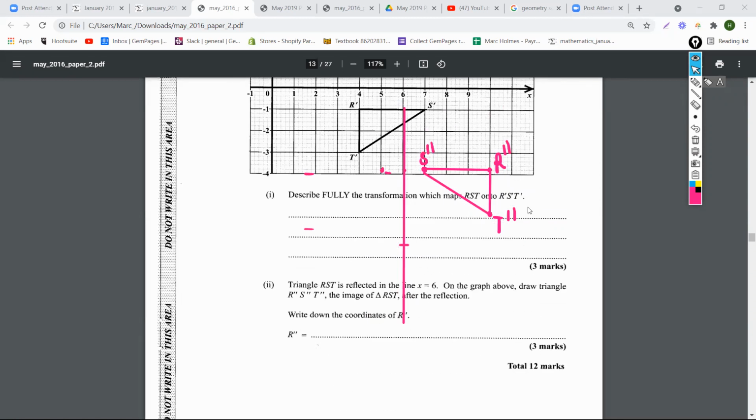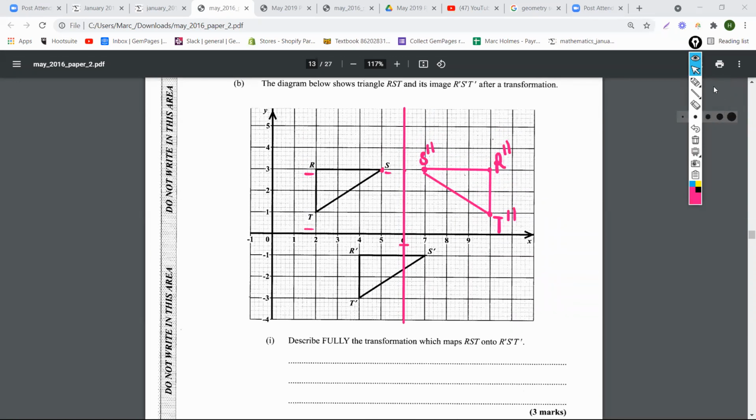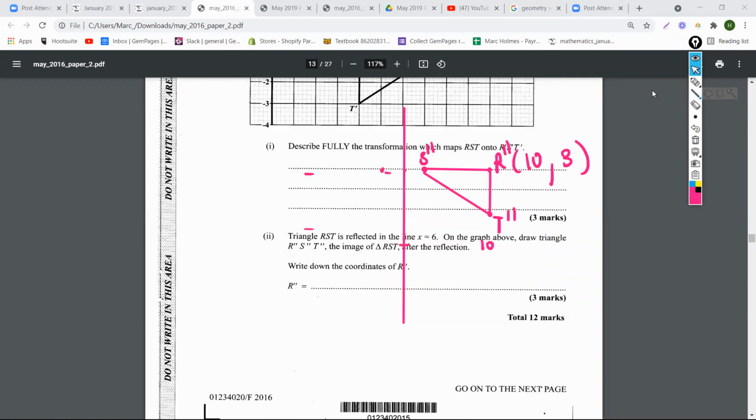And it says write the coordinates of R prime. So R prime, guys, is going to be, what is that? R prime is going to be 10 on the x-axis and 3 on the y-axis. So they ask us to write the coordinates for R prime. It's 10, 3.